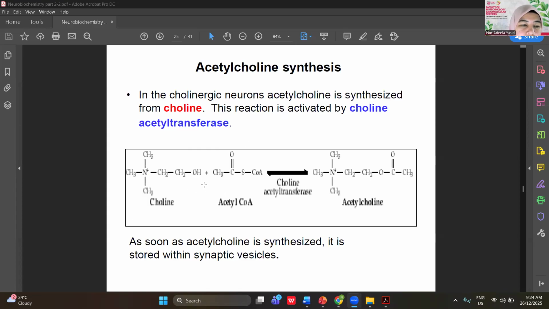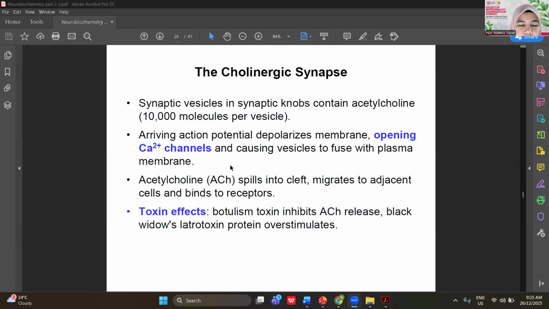The reaction is catalyzed by the enzyme choline acetyltransferase. This enzyme transfers an acetyl group from acetyl-CoA to choline, forming acetylcholine. Once synthesized, acetylcholine is stored in synaptic vesicles within the presynaptic neuron, ready for release upon an action potential.